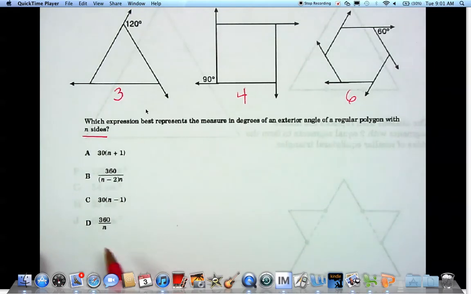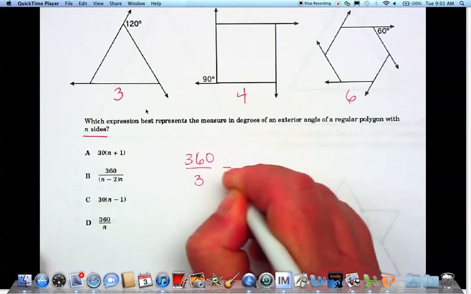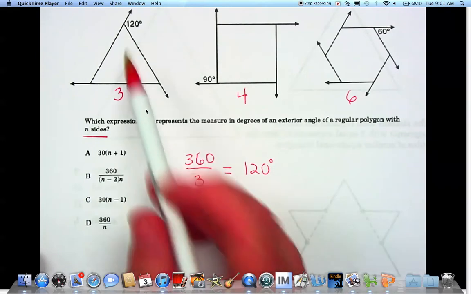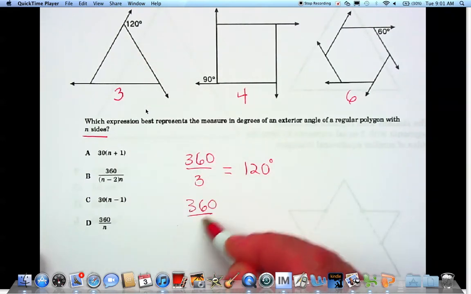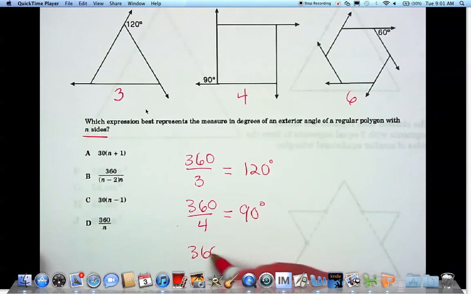Okay. All right, and so you're thinking that D is the one that will work. What are you putting in for n? The number of sides. So 360 divided by the number of sides is 120. Okay, and that matches. And then 360 divided by 4, and that matches. And then 360 divided by 6, and that matches.